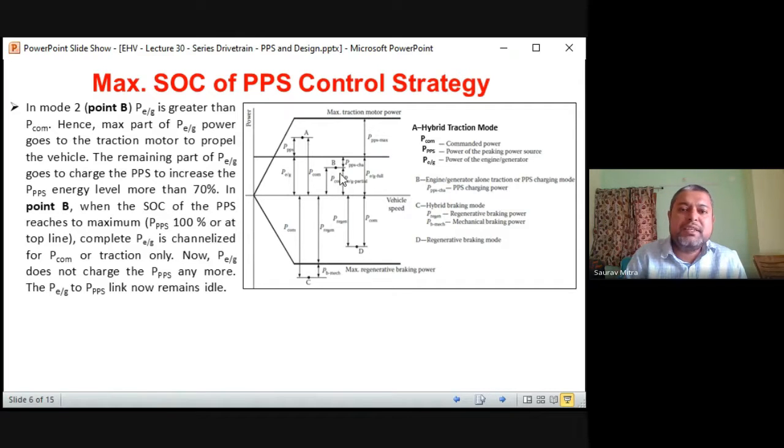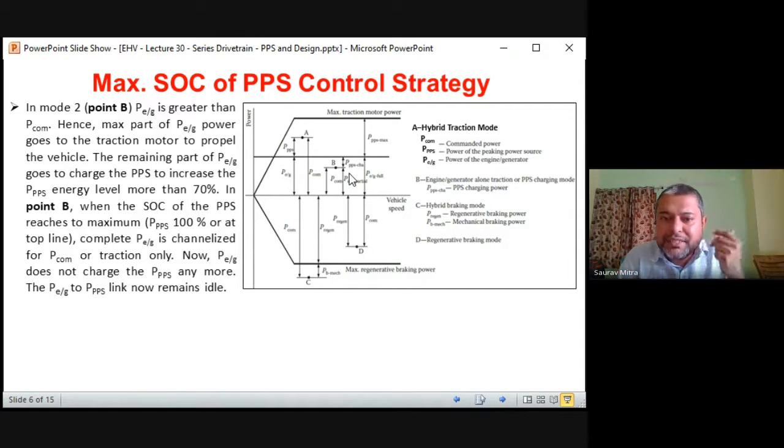So PEG is doing two things: it is supplying the command power as well as charging the PPS. In that case, the vehicle is running continuously. When we find that PPS has charged up to the maximum 100%, or top line, PEG is channelized for PCOM or traction only. So in this case, PEG is not giving any charge to the PPS.